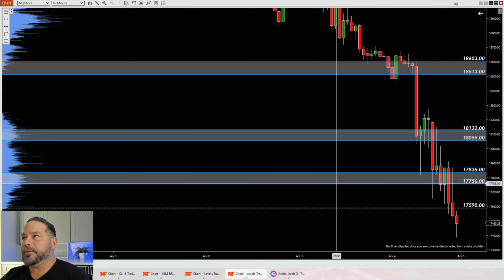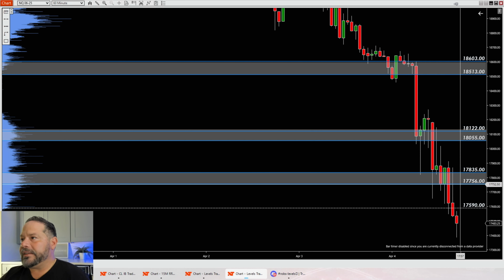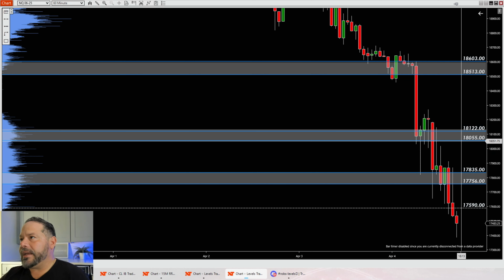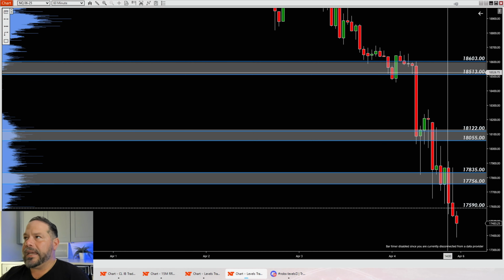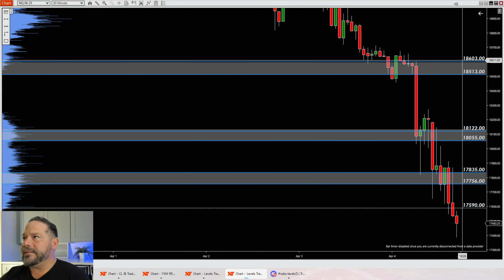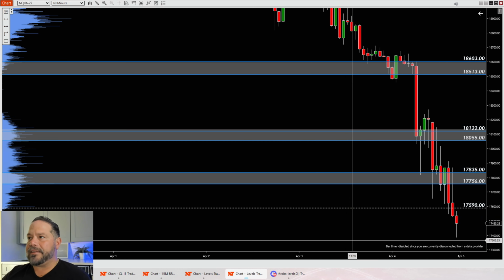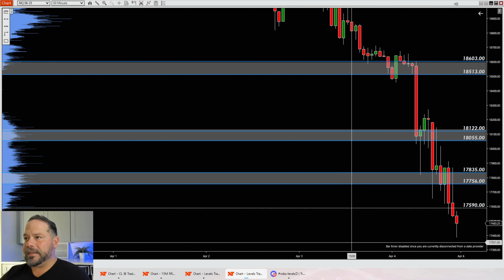On the NQ, I got 3 bands. I've got one at 17,756 up to 17,835. The next band above it is at 18,055 up until 18,122. And above that is 18,513 and 18,603. So those are the 3 areas on the NASDAQ that I can definitely see price action have some pretty big reactions to.